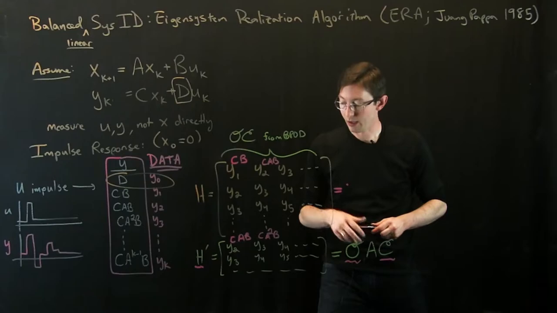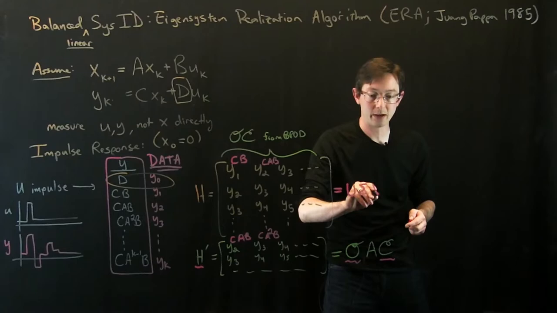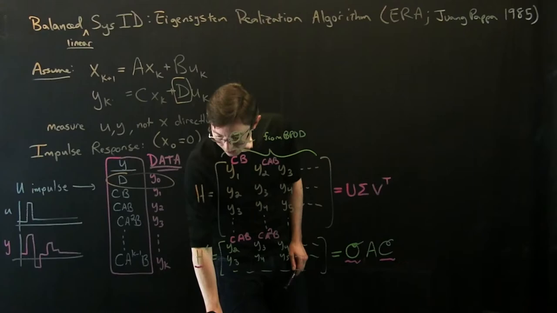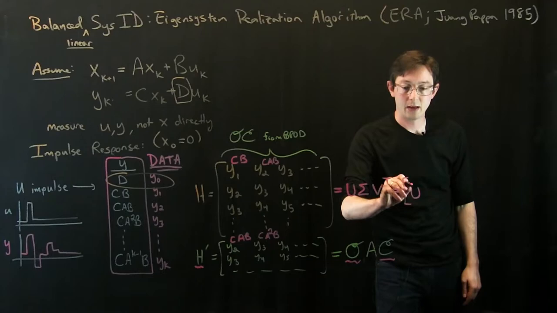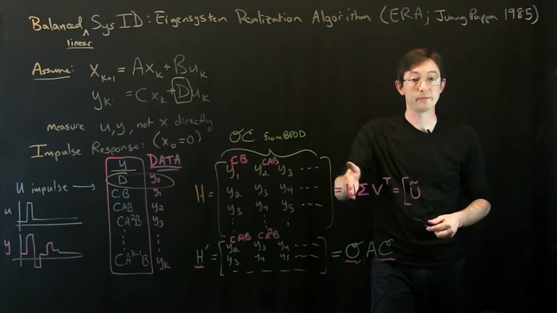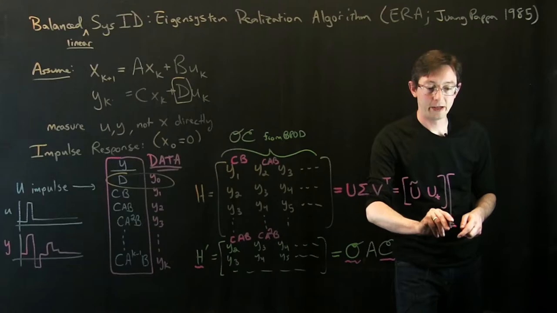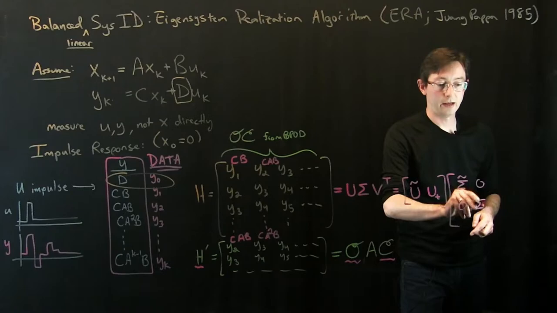And I'm gonna do this exactly like I did before. I have U, sigma, V transpose. It's complex conjugate transpose, but let's just use transpose. And just like before in balanced POD, I'm going to write this as my first R columns of U, the dominant modes, the dominant left singular vectors, times all the stuff I'm going to truncate. I'm going to have the same thing for sigma dominant and then sigma truncate.